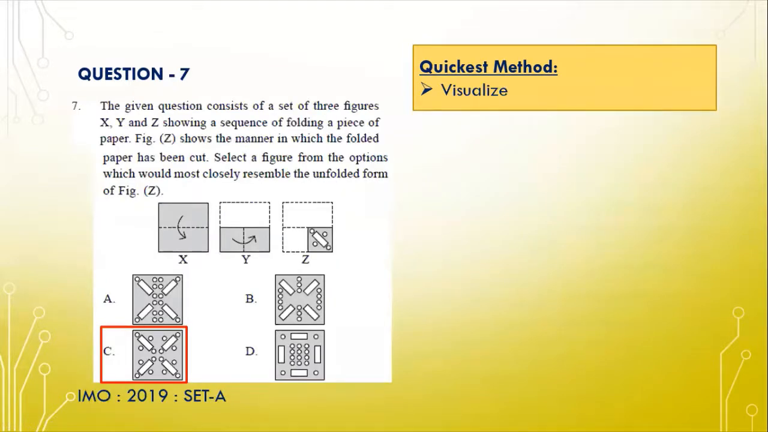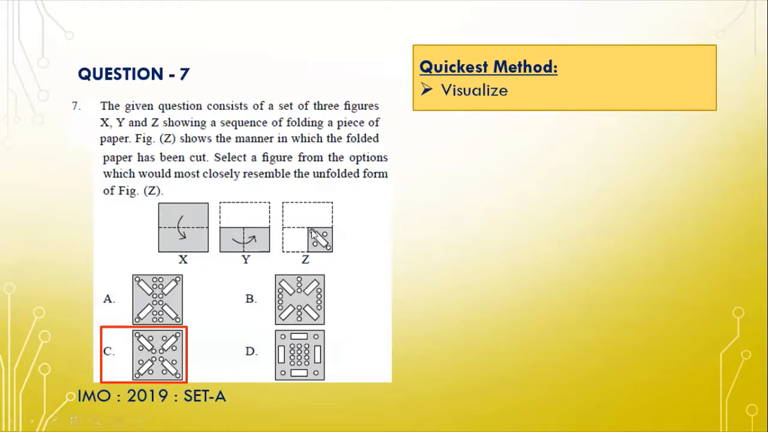The given question consists of a set of three figures X, Y, and Z showing a sequence of folding a piece of paper. Figure Z shows the manner in which the folded paper has been cut. Select a figure from the options which would most closely resemble the unfolded form of figure Z. Again, an easy question, the question which you need to visualize.